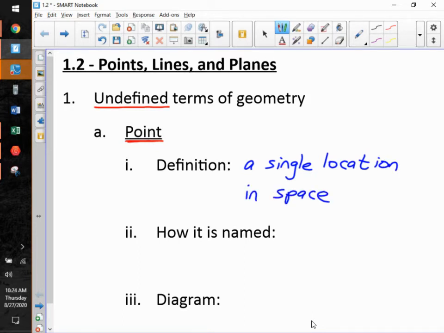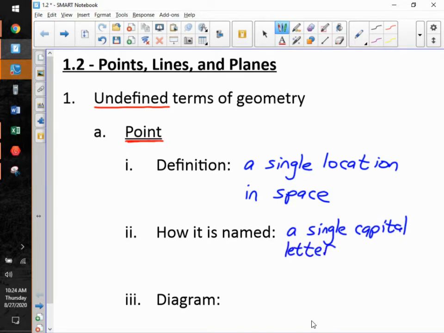So a point is essentially the smallest and simplest thing that we can get in geometry. And it's not until you start putting points together in various ways that all of a sudden they form something. But a point is just where one particular thing is located. A point is named, everybody, with a single capital letter. A single capital letter is how we are going to name a point.